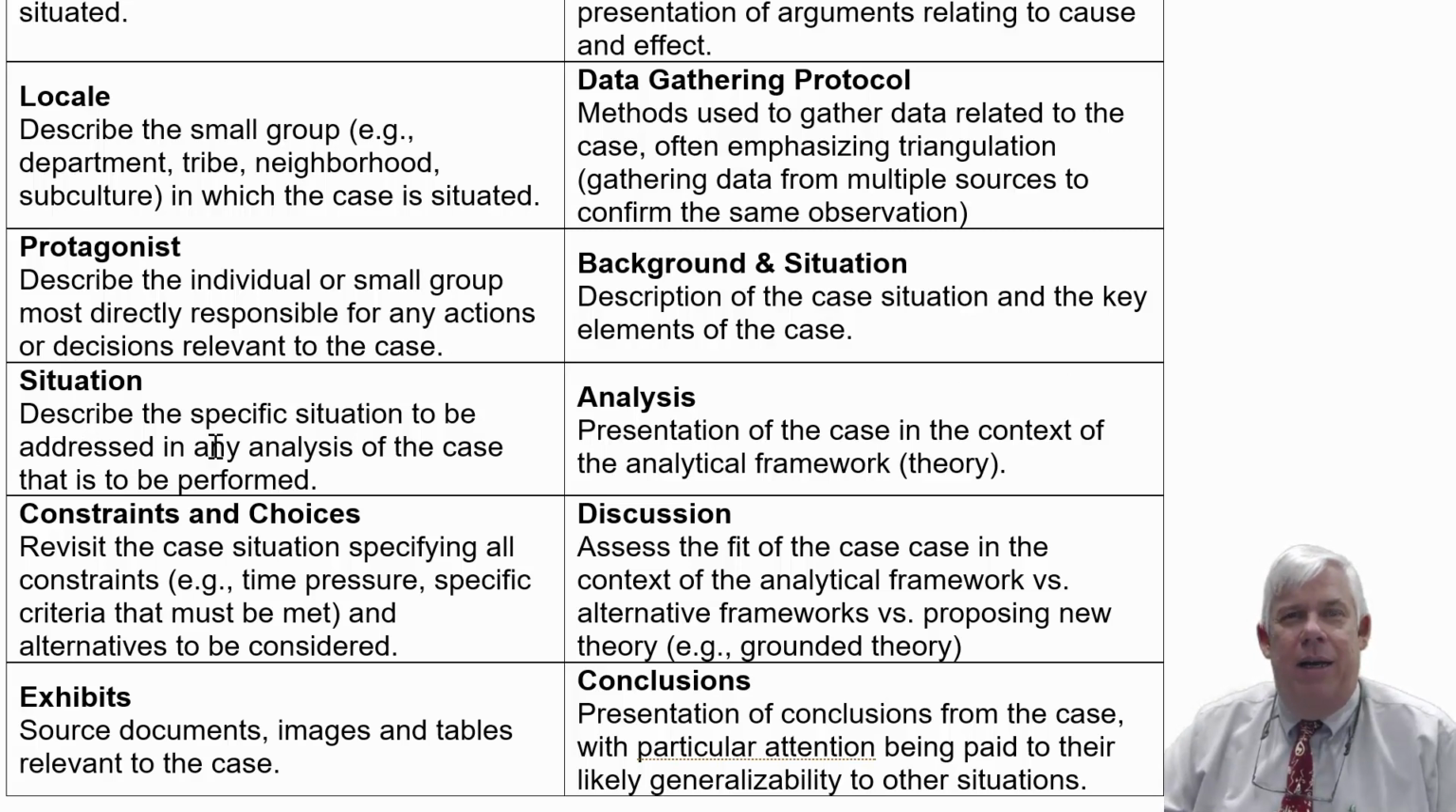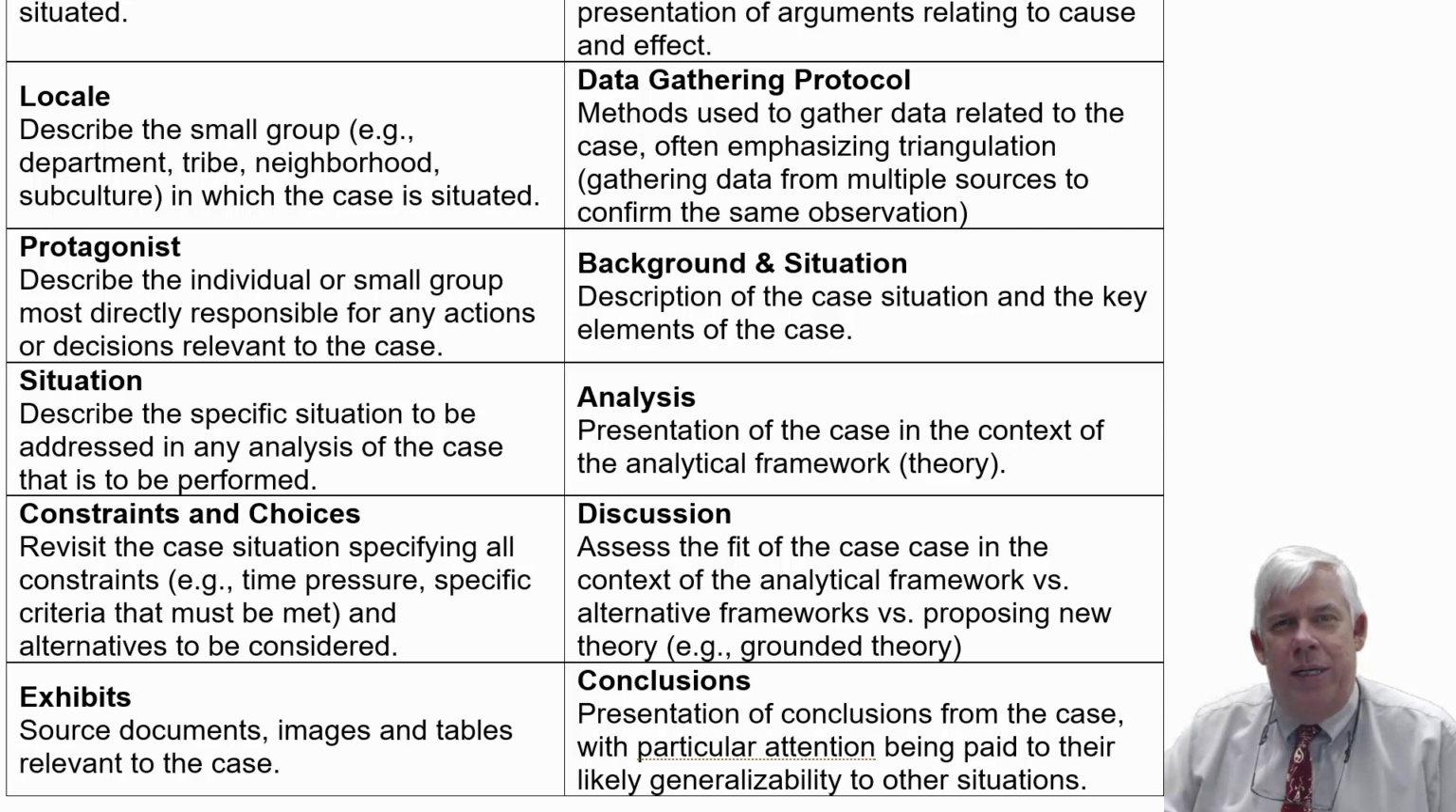Next level, in the discussion case, we focus on the situation that is the basis for the decision that is being made. In our research case, we jump over and start our analysis. So we've given a narrative, and there may be some analysis that's conducted along the way as part of the narrative, but most of the analysis is going to be in the context of this section.